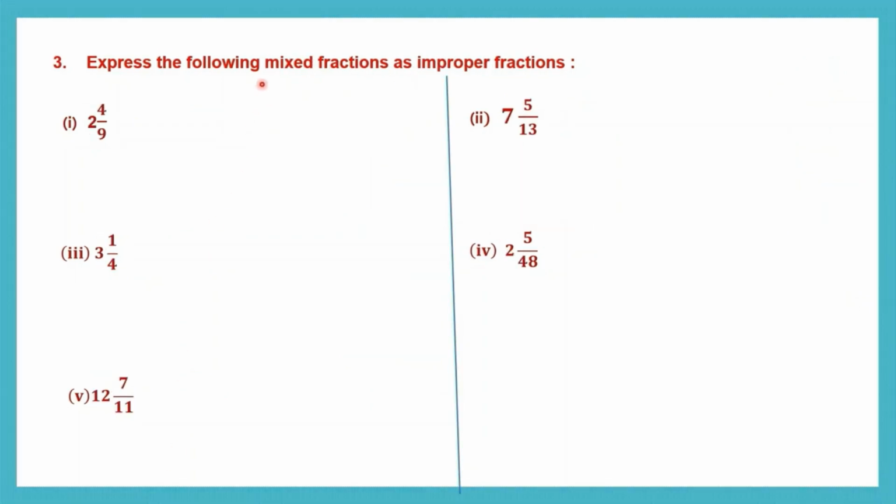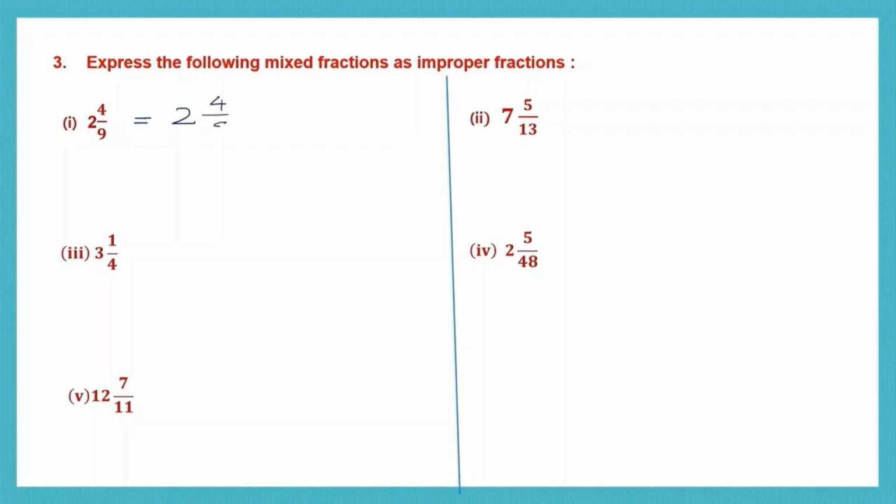Express the following mixed fractions as improper fractions. So we have 5 questions given here and as you can see they're all mixed fractions because they have a natural number and a proper fraction. Now we are going to convert these to improper fractions. So how do we do that? So let's begin with the first one. I'll teach you the first one. So let me write the question.